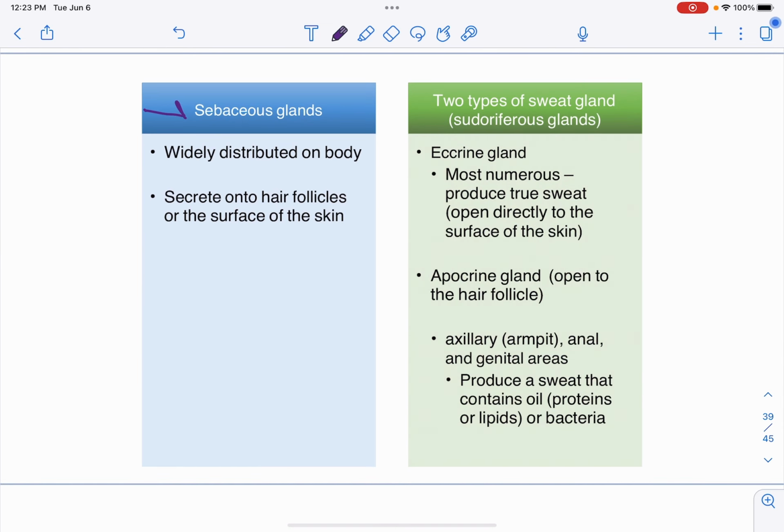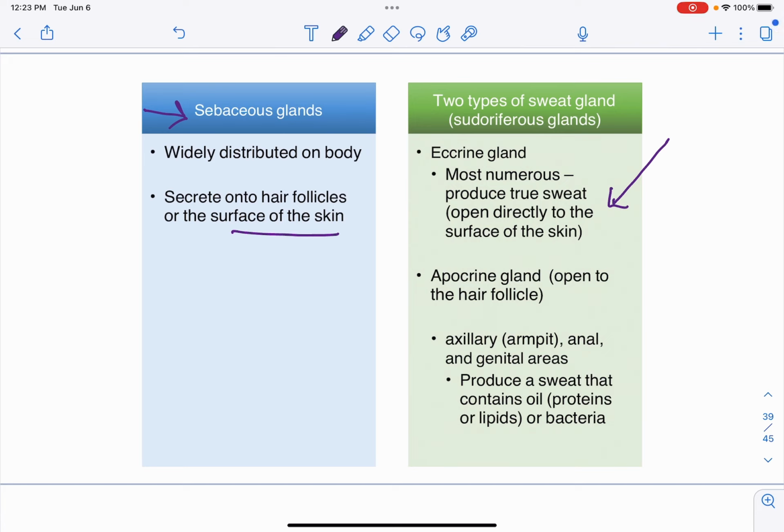Again, the sebaceous glands we went over are distributed all over the body and associated with hair follicles as well as the surface of the skin. And then the two types of sweat glands: this is more like your true sweat glands, the eccrine sweat glands. Sorry, my dog is moving around, my stove is going off. It's not easy to record these lectures and have a quiet environment.